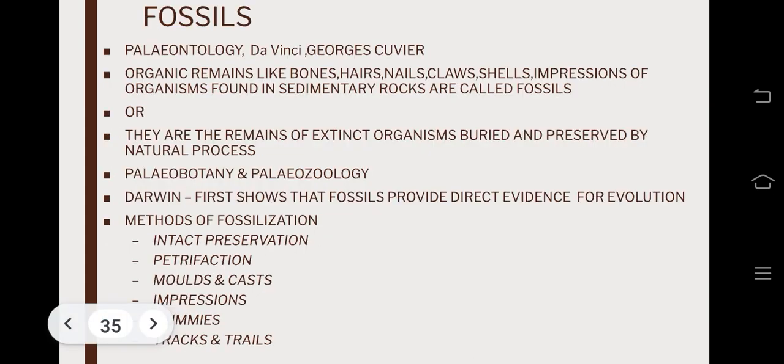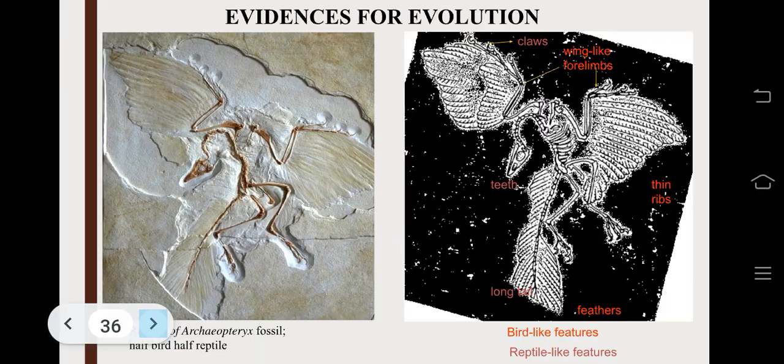Then fossils, paleontology, Da Vinci, Georges Cuvier. Organic remains like bones, hairs, nails, claws, shells, and impressions of organisms found in sedimentary rocks are called fossils, or they are the remains of extinct organisms buried and preserved by natural processes. Paleontology includes paleobotany and paleozoology. Darwin first showed that fossils provide direct evidence for evolution. Methods of fossilization: intact preservation, petrifaction, molds and casts, impressions, mummies, and tracks and trails.